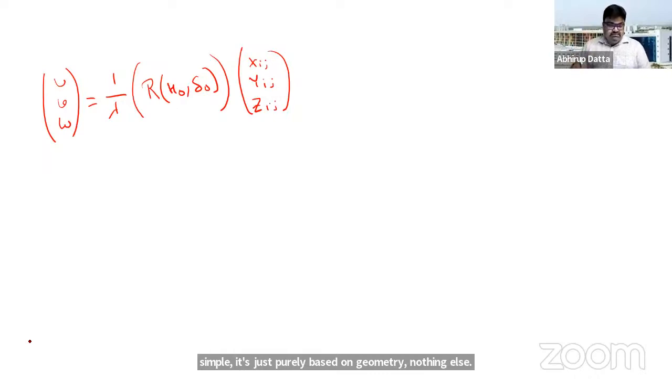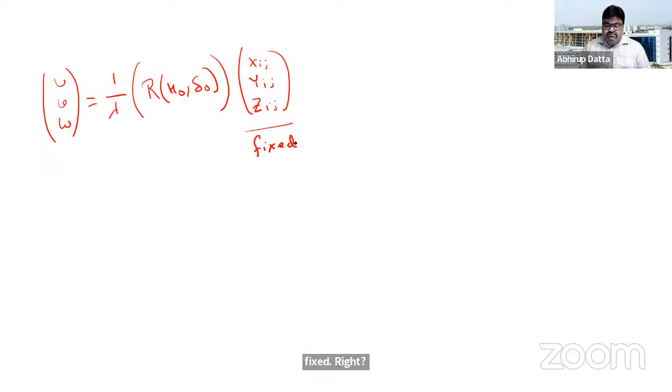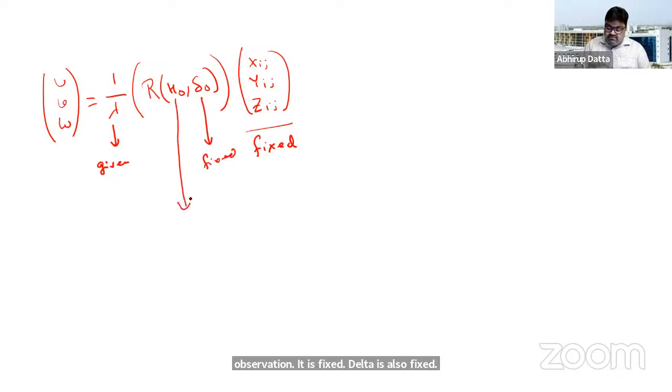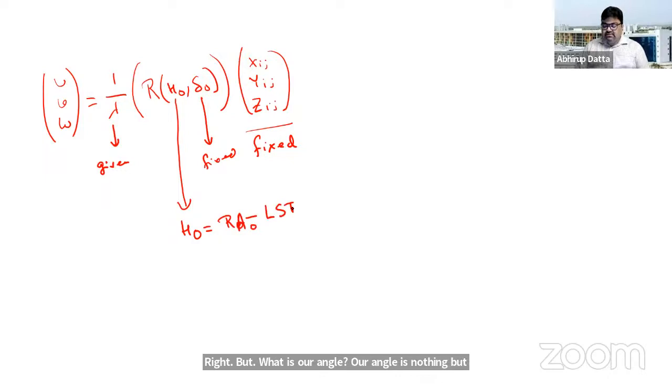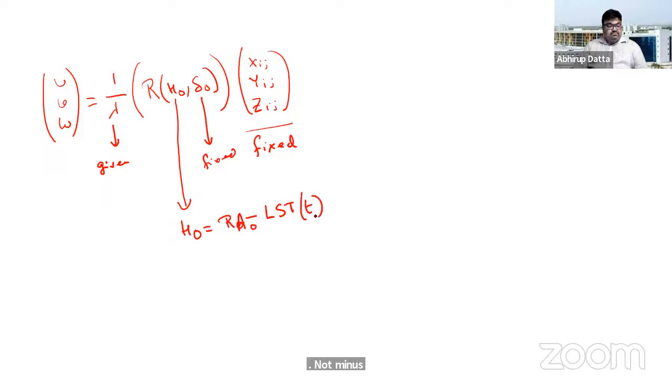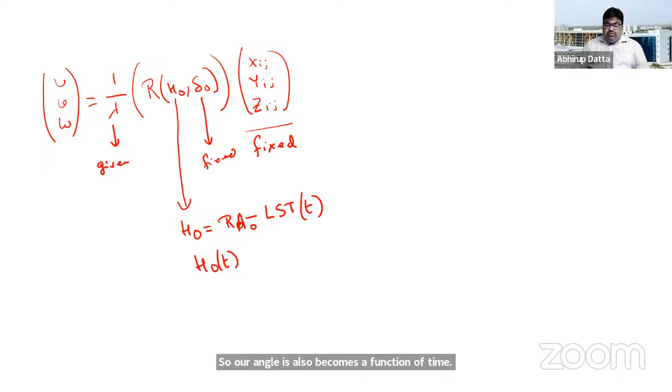Now, the crucial concept comes now. These things are fixed, right? With the Earth rotation, this does not change. Lambda is fixed for a given wavelength of observation. Delta is also fixed, right? But what is the hour angle? The hour angle is nothing but RA naught minus LST. Now, LST is a function of time. So the hour angle also becomes a function of time. What does it say? With the Earth rotation, for the same pair of baseline, we will keep getting more and more number of U, V, and W.